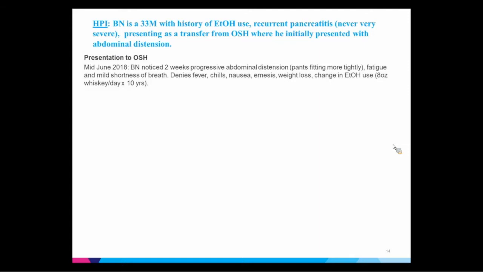So he says that around mid-June 2018, he was living his life, feeling pretty normal, and he noticed 2 weeks of progressive abdominal distension, mostly just that his pants fit more tightly. So it wasn't that he was gravid appearing, but he noticed things were a little off, and then had fatigue and some mild shortness of breath. He says before that, no clear illnesses, no fever, chills, nausea, emesis, weight loss. No change in his alcohol use. He's drinking about 8 ounces of whiskey a day for about 10 years.